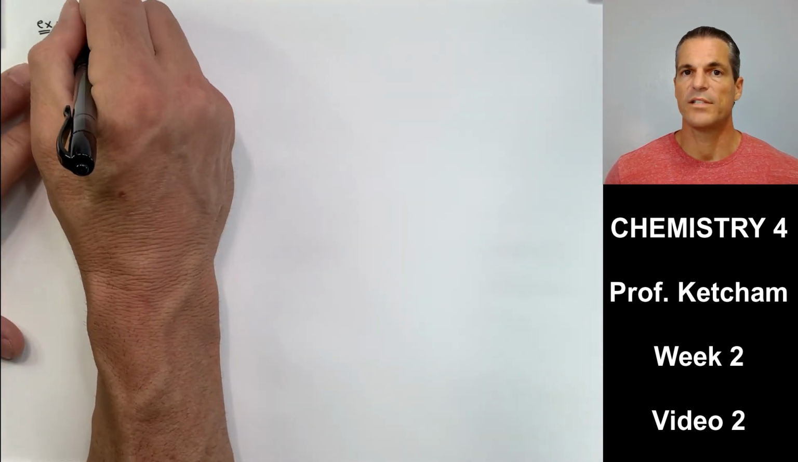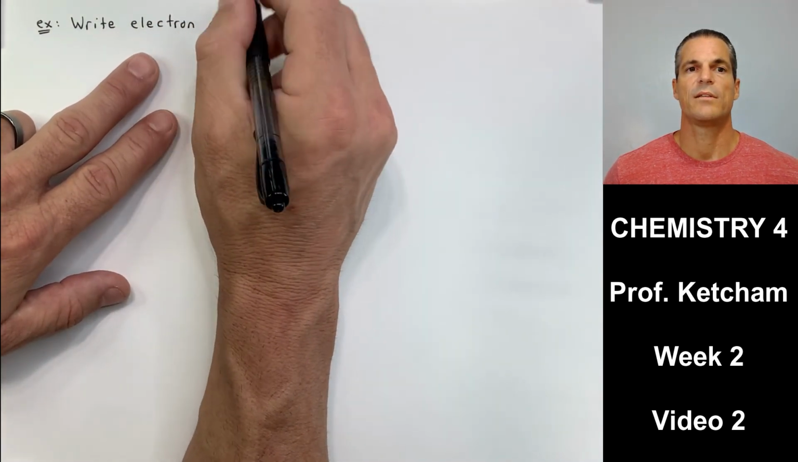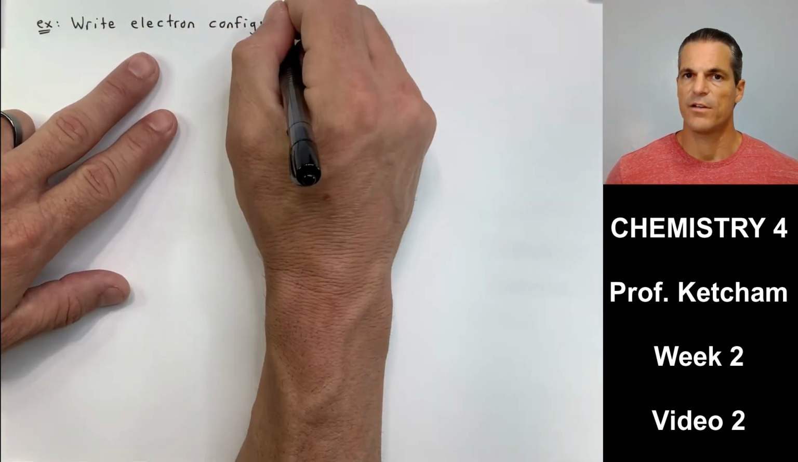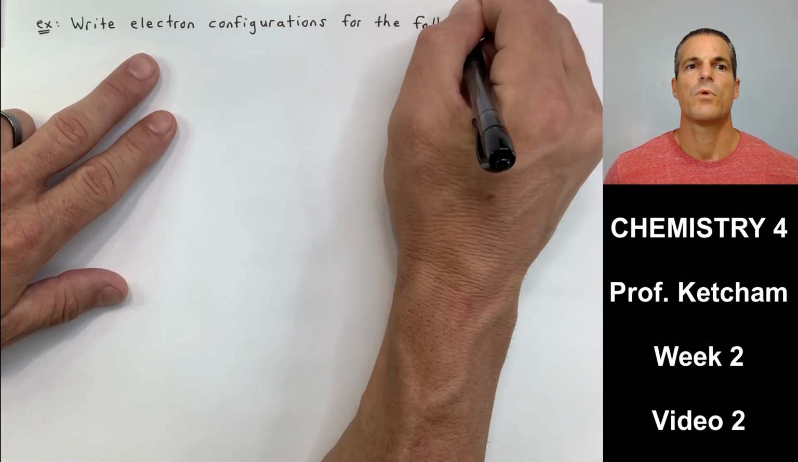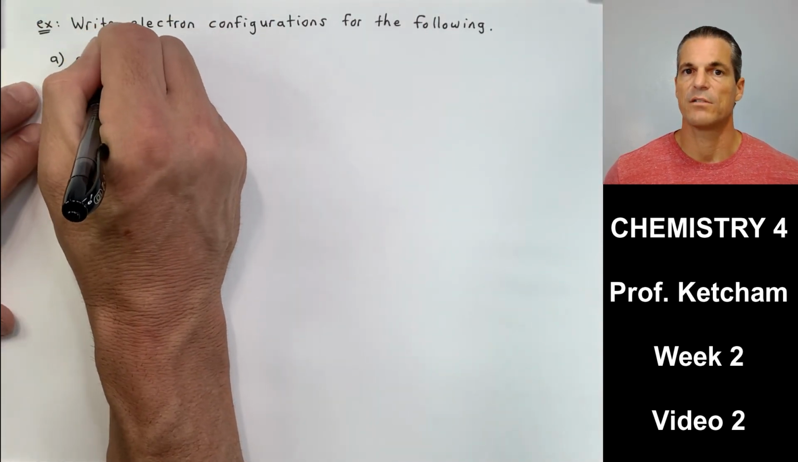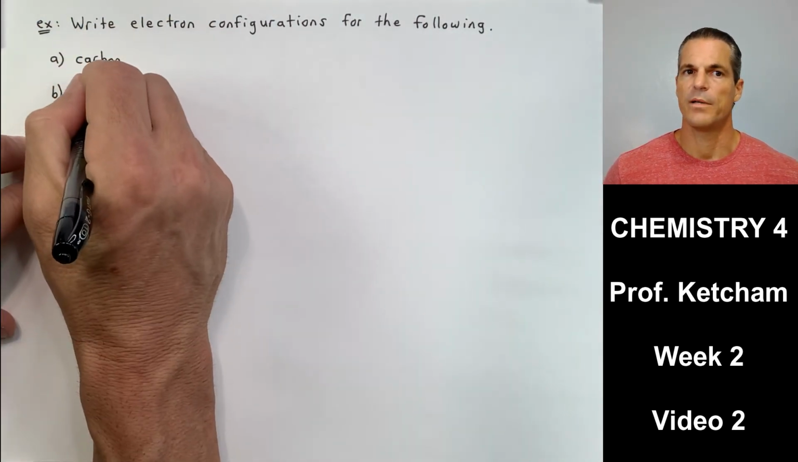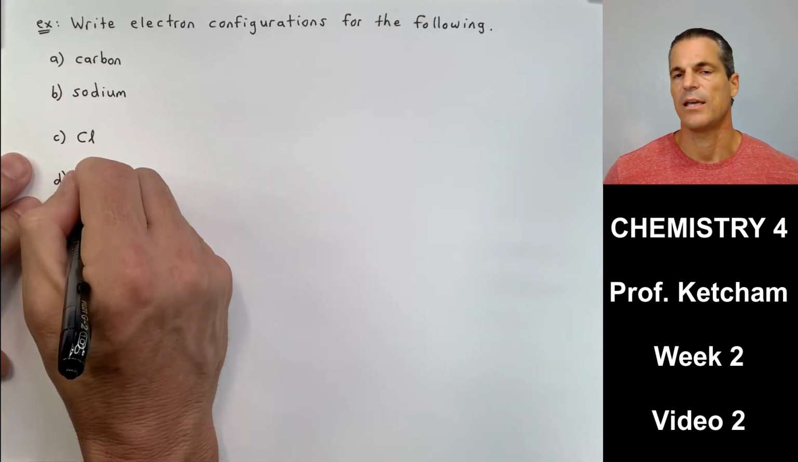All right, let's do more examples so that some of this makes sense, okay? Write the electron configurations. Remember, your book calls this electron arrangements. Write electron arrangements or electron configurations for the following: carbon, sodium, Cl, and Ca.